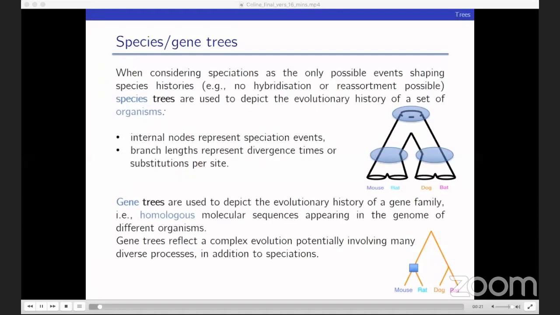A species tree depicts the evolutionary history of a set of organisms, while a gene tree depicts the evolutionary history of a set of homologous sequences. In the species tree, the nodes represent speciation events and branch lengths represent the divergence time and substitutions per site, while in gene trees, nodes reflect different processes in addition to speciation, such as variation in gene copy number or gene transfer between species.